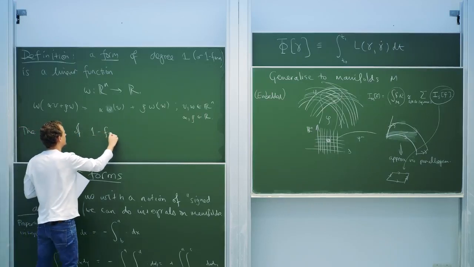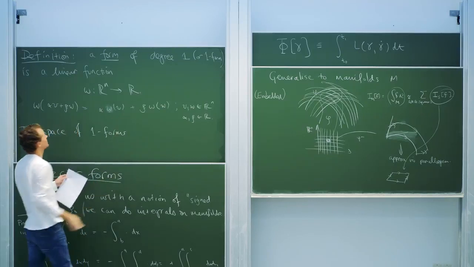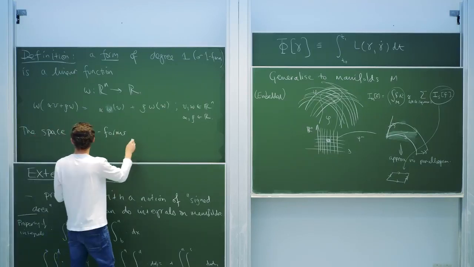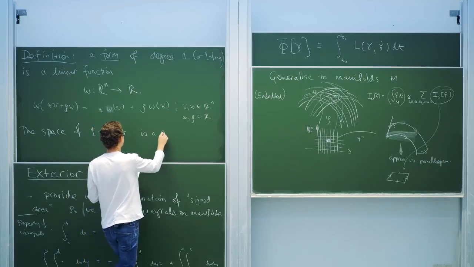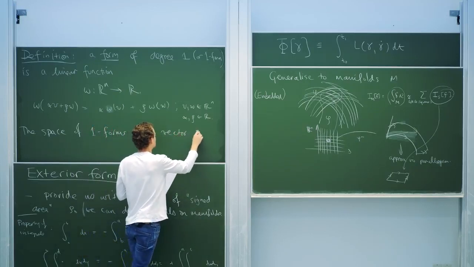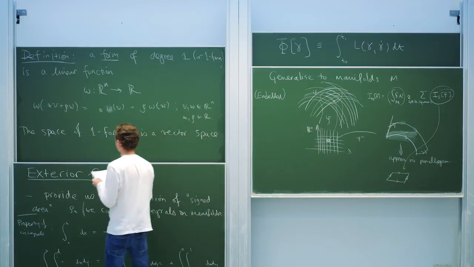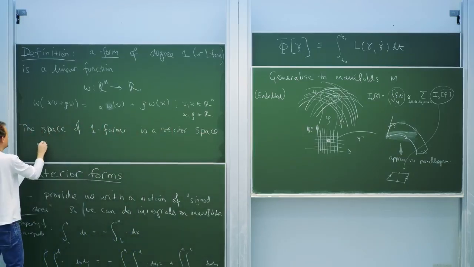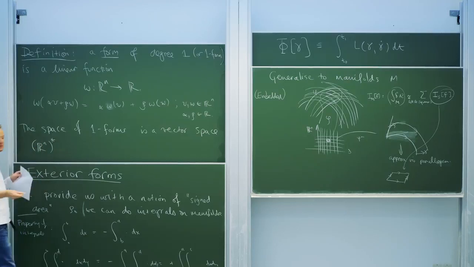So the space of one forms is the space of linear functions on Rn. We have another name for that. It's called the dual space. And we have another notation for that, Rn star. It's probably the notation you're familiar with.